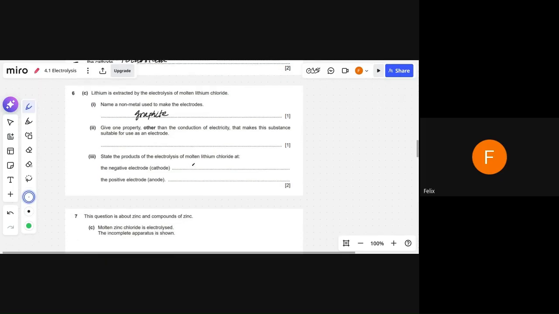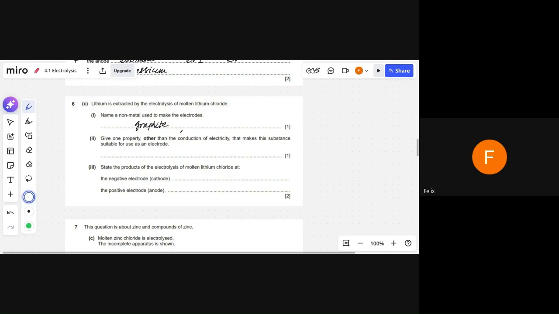So next question: give one property other than the conduction of electricity that makes this substance suitable. Oh, you see, this is exactly what I was talking about. So inertness, so you can write inert. It has to be inert, or you can say it has to be unreactive.